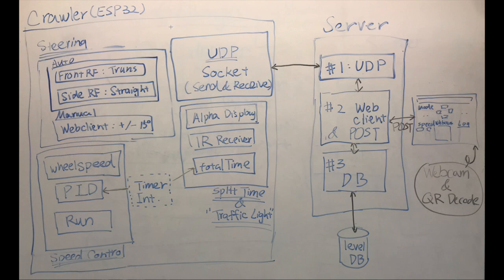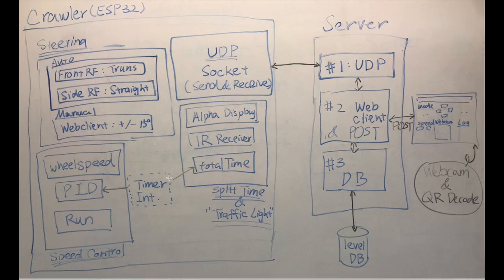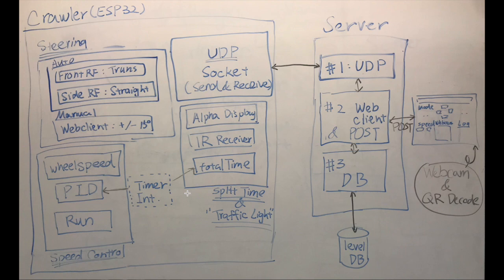On the crawler side, we have four major components. The first is the UDP socket, which sends and receives messages to the server. We also have a timer interrupt, and it mainly manages two things. The first is the total time, which is used to record the split time, and the alphanumeric display is mounted on top of the crawler and displays the most current split time recorded. The other is the IR receiver, which manages receiving the IR signal from the beacon.